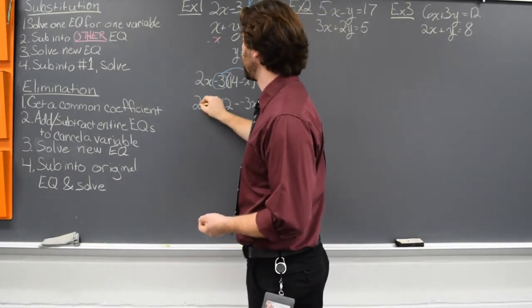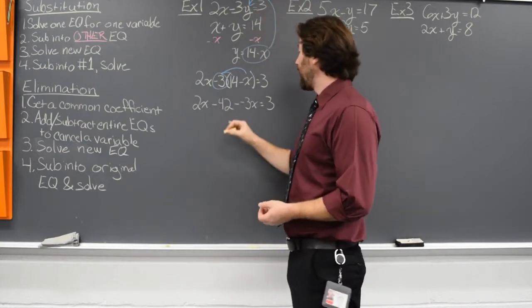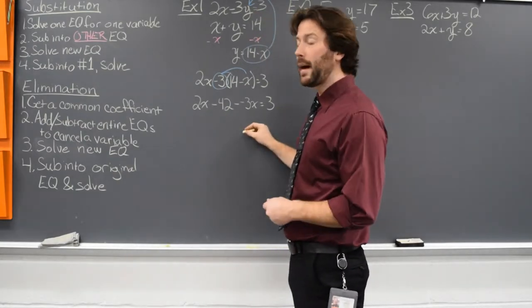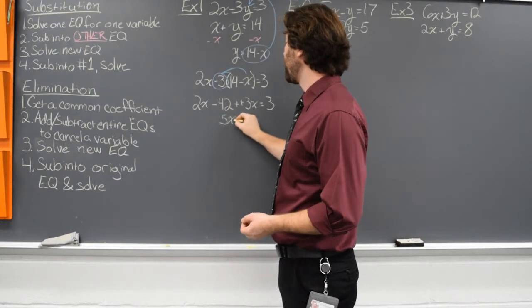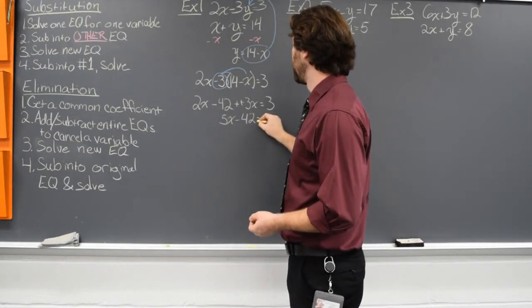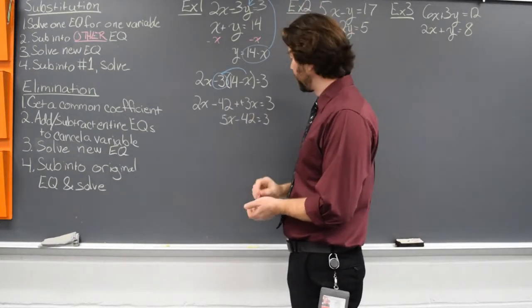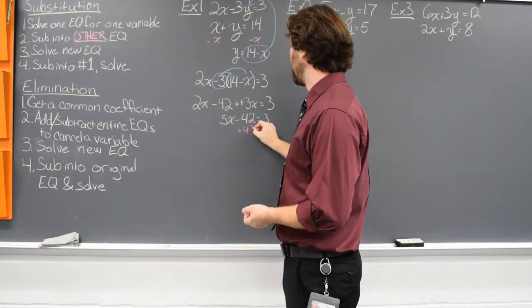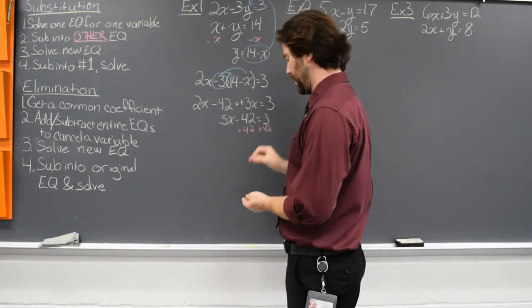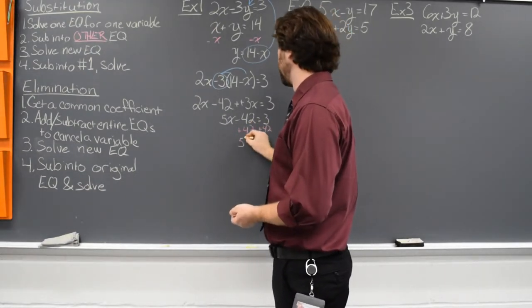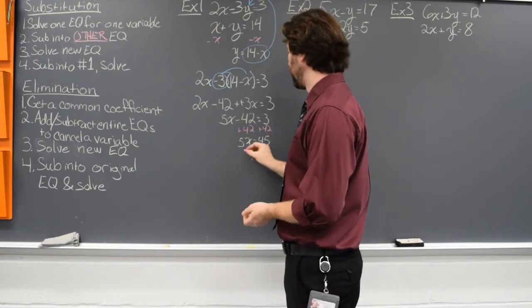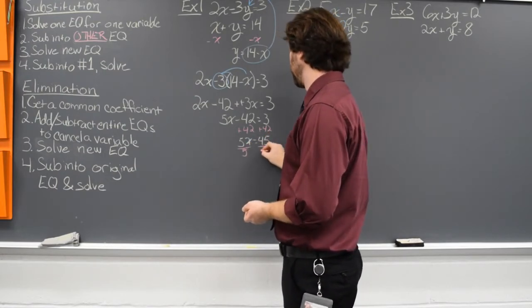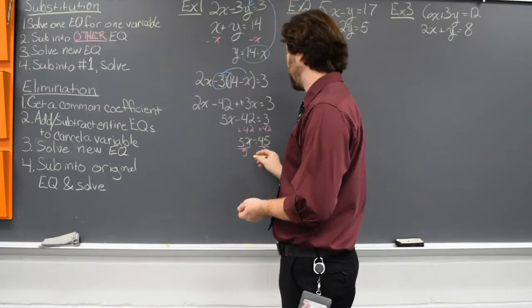Bring down that 2x in front. Okay, now we're going to combine our like terms, but keep in mind, this minus a negative becomes plus. So I have 5x minus 42 equals 3. I'll add 42 to both sides, and I've got 5x equals 45. Divide both sides by 5, and we have x equals 9.